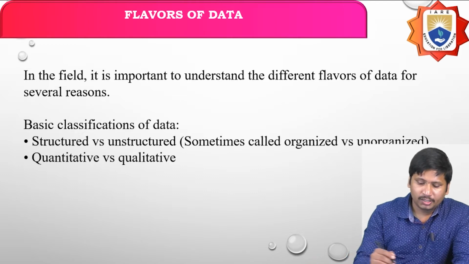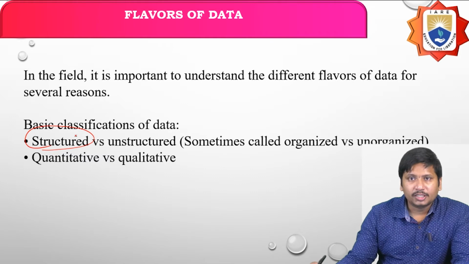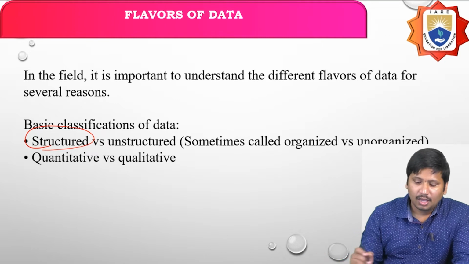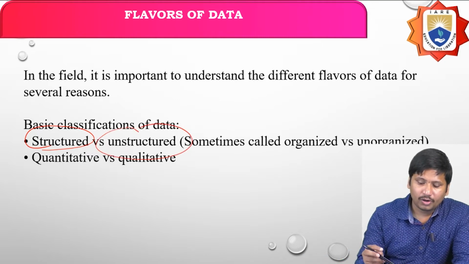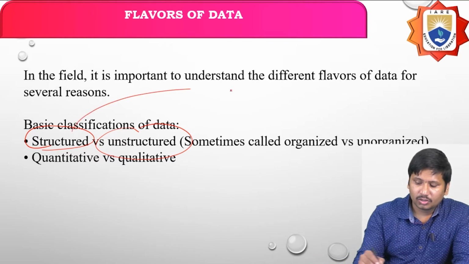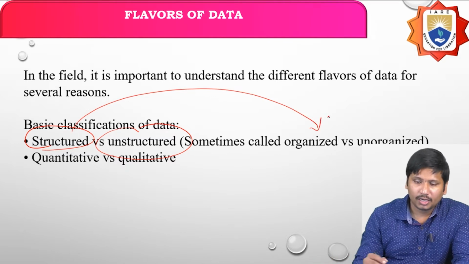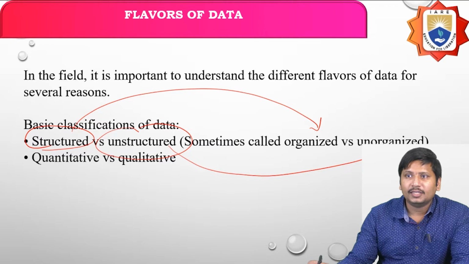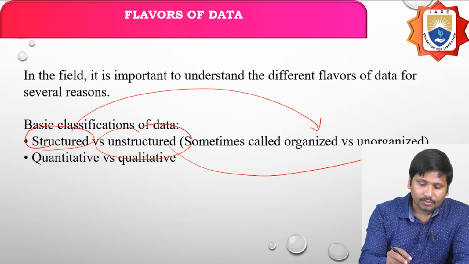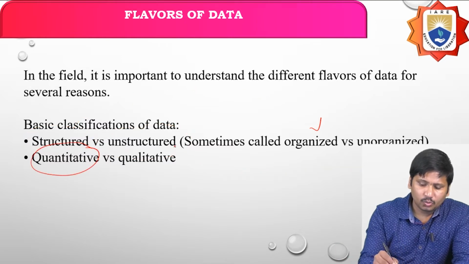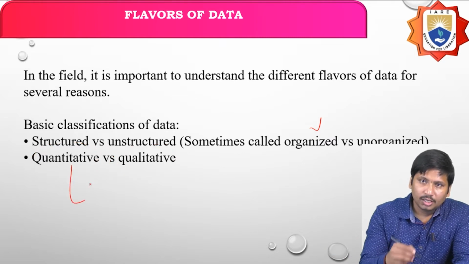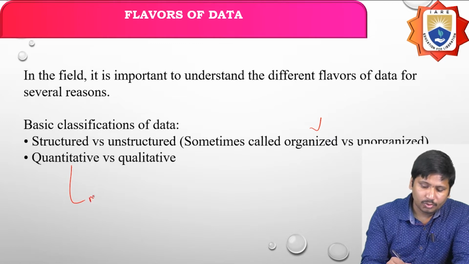Normally the flavors of data are of different types. First is structured data, where the data is arranged in some specified structure. Unstructured means you do not follow any kind of structure for organizing the data. Sometimes structured data is also called organized, and unstructured is called unorganized. The next one is qualitative and quantitative. Quantitative data is data that contains numerical values.